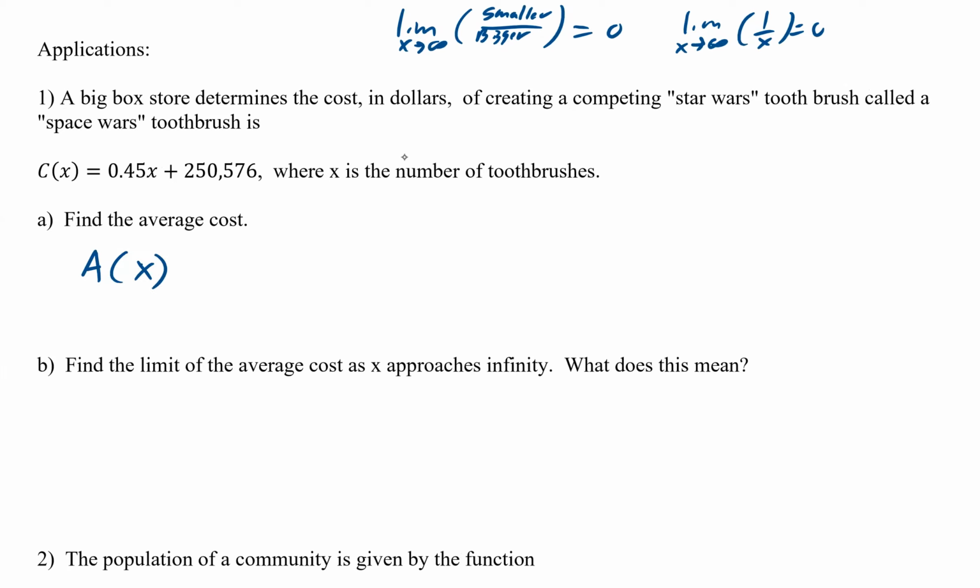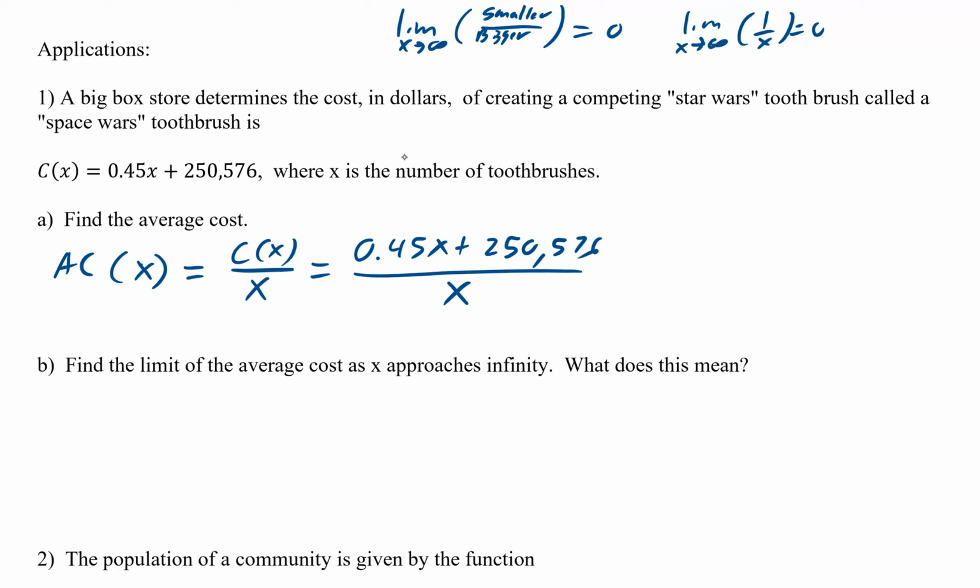you take A of x, we'll put AC for average cost, like that. And so all it is is the cost function divided by x. So what we're doing here is taking our cost to make a certain number of toothbrushes, and then dividing it by the number of toothbrushes we've made. So if you made 10 toothbrushes, you'd plug in 10, and then divide it by 10 to tell you the average cost of those 10 toothbrushes. It's just our average formula. Total cost divided by the number of toothbrushes.